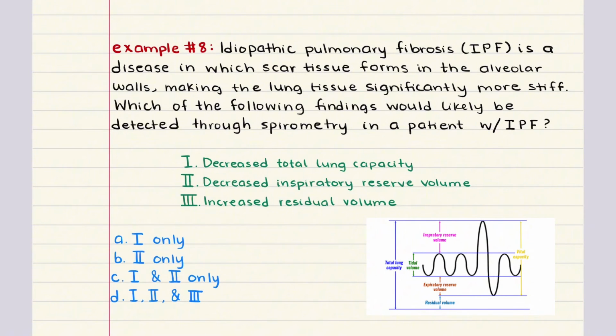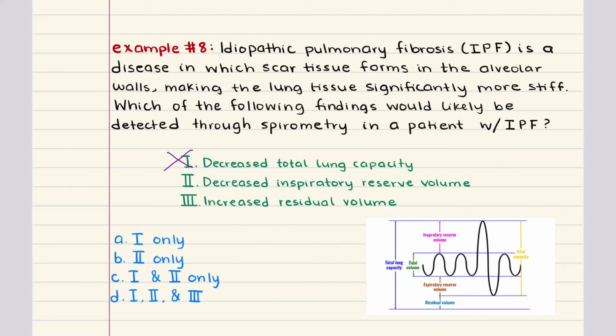Statement 1 says decreased total lung capacity. Now, while this is true of restrictive diseases in general, total lung capacity is going to include residual volume. And if you remember from lecture, residual volume can't be measured directly by spirometry. So although the total lung capacity may be reduced in this condition, spirometry can't confirm that on its own. So statement 1 is not what we're looking for.